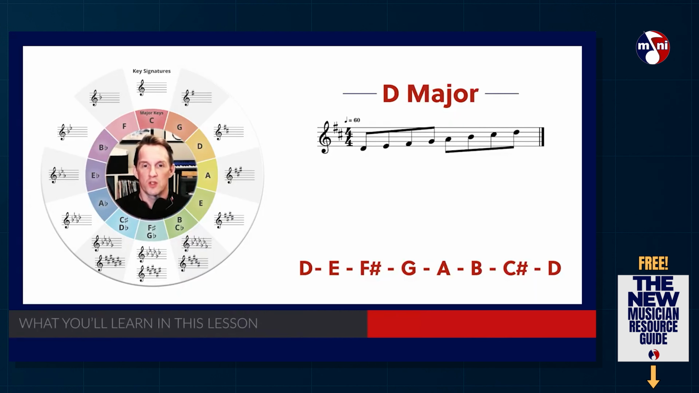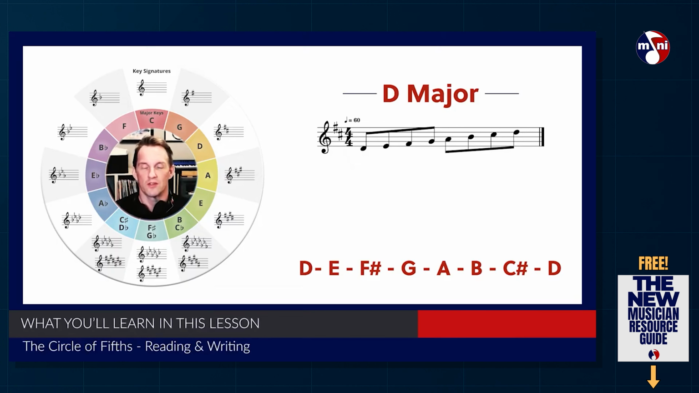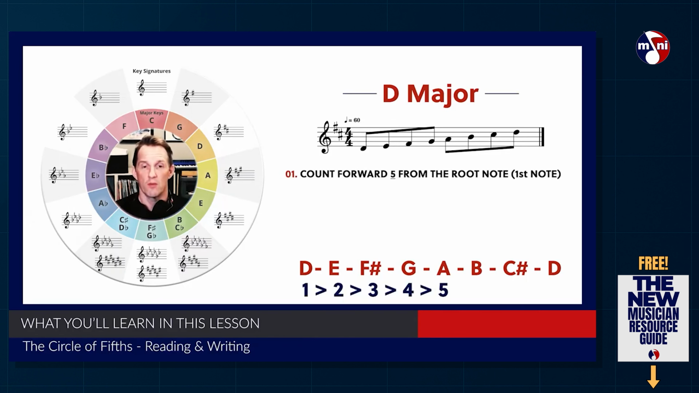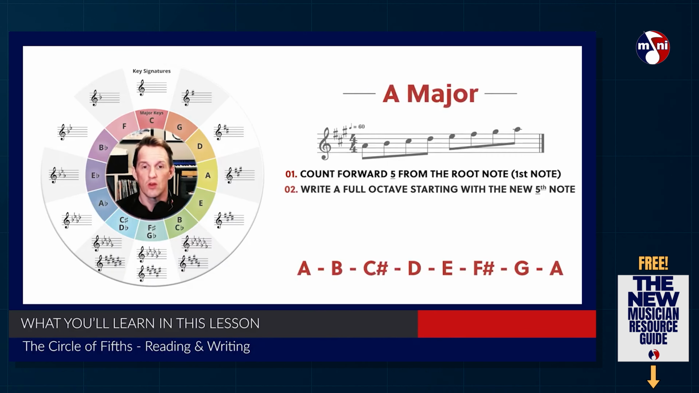Last example, we will start with our new key D major. To find the next in the series, we count forward 5. This now means that A is our new root note or first note, meaning that the next in the series will be A major. Write out a new full octave using the new root note, this being A, B, C, D, E, F, G. You get it. A is the last one, octave.